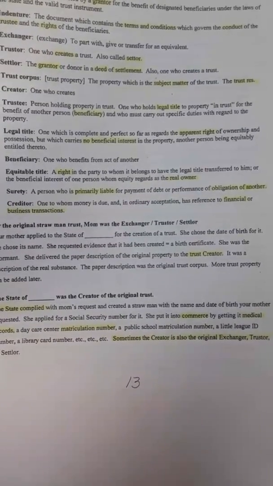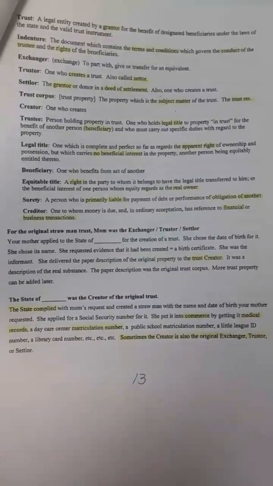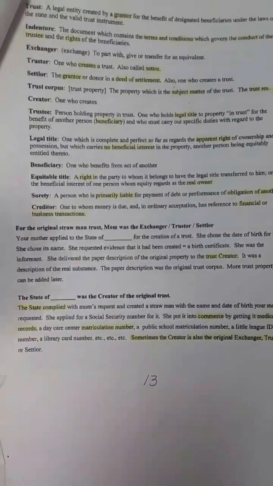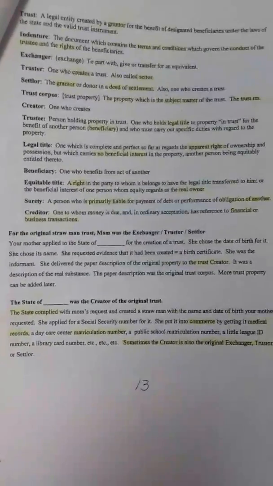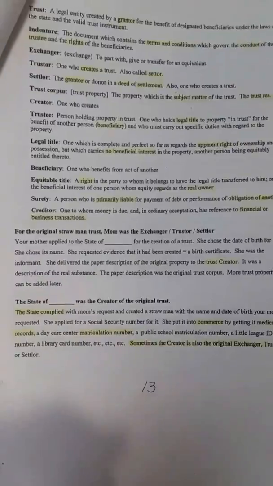Sometimes the creator is also the original exchanger, trustor, or setter. That means like if a baby's born into adoption or born without a family, it already belongs to the government. So he's already the original creator. You know what I'm saying? It was given away from birth, right? Okay, so let's go over here.